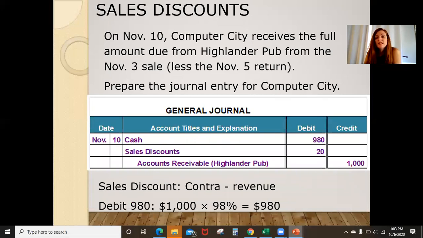All right, and then on November 10th, Computer City receives the full amount due from Highlander Pub from the November 3rd sale. So they took advantage of that 2% discount by paying within 10 days. At this point, they only owed $1,000. So this is what our entry is going to look like. We brought in cash of $980, so we debit cash. And then we recognize a sales discount, which is going to decrease our sales. So it's a debit of $20. They took that $20 discount. And then our receivables, they owed us $1,000, they no longer owe us that. So we are going to credit accounts receivable for $1,000.